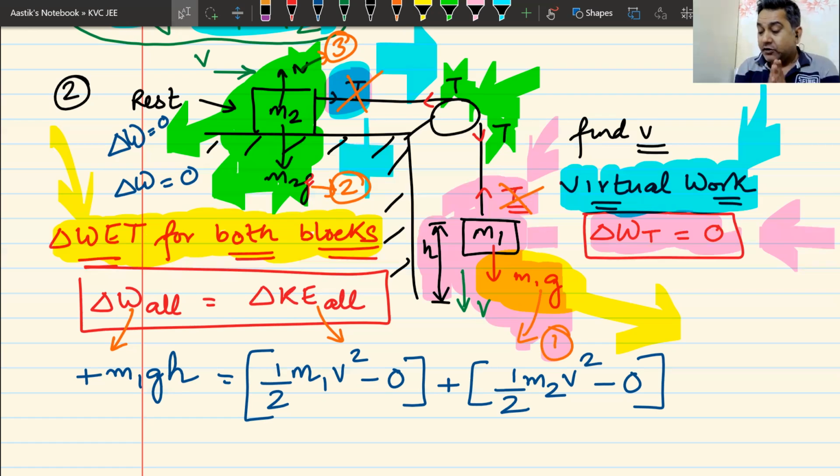Chalo. So that was all about the work energy theorem. Work done by all forces. If you have more than one force acting on a block, or work done by more than one force on more than one block, the total work done would be the change in kinetic energy. And the work done by tension, if you take both the blocks together, will always come to be zero.